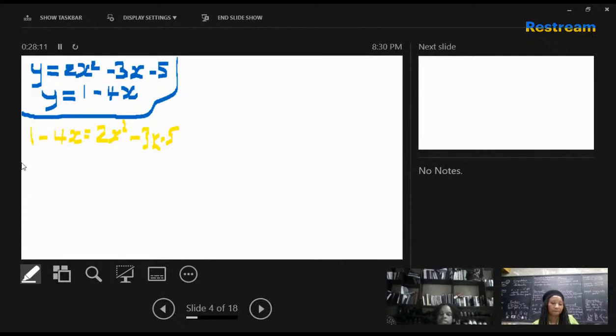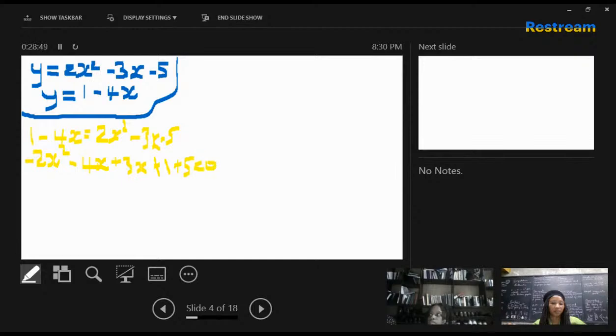So now we're going to put all the x values on one side and the rest on one side. No, let's just put everything on the left because eventually we're going to make it equal to 0. Yes, nice. So it's going to be negative 2x squared minus 4x plus 3x plus 5 plus 1 equals 0.